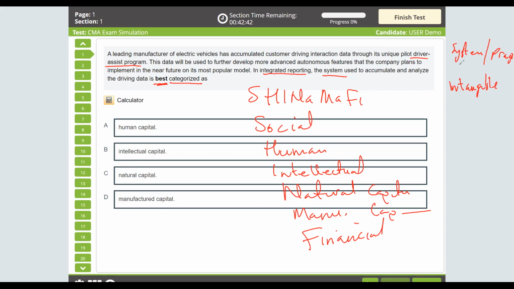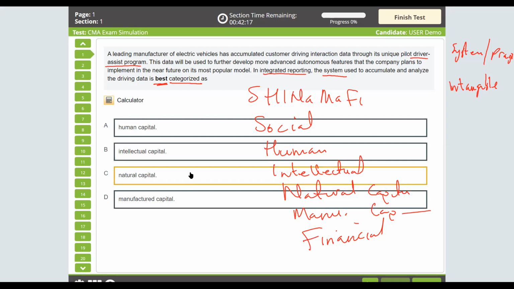So once I know that, I will go through my answer choices and see if I can eliminate any answer choice that is not correct. So human capital, those are the competencies and capabilities of employees. You cannot touch it, so it is intangible. That could possibly be an answer. Intellectual property or capital, that is also intangible. That is a possible answer.